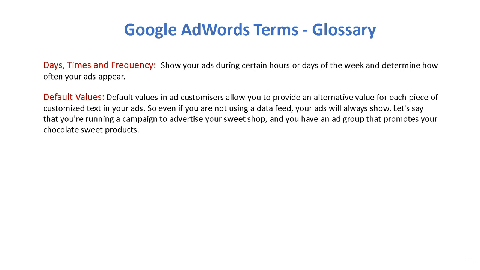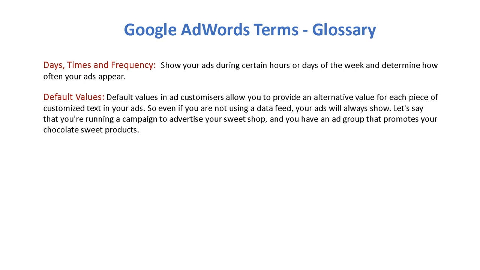Well, let's say that you're running a campaign to advertise your sweet shop and you have an ad group that promotes your chocolate sweet products. The snippet of code that you'll insert in your ad text might look like the following. Brackets equals product feed dot candy type :chocolate, end of bracket. Doing this means that chocolate will show when the type of confection can't be inserted in your ad.